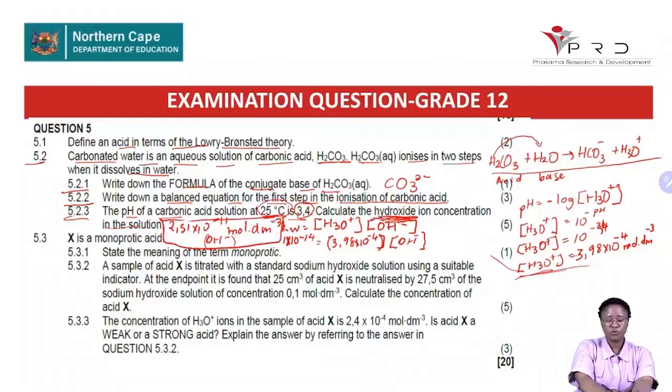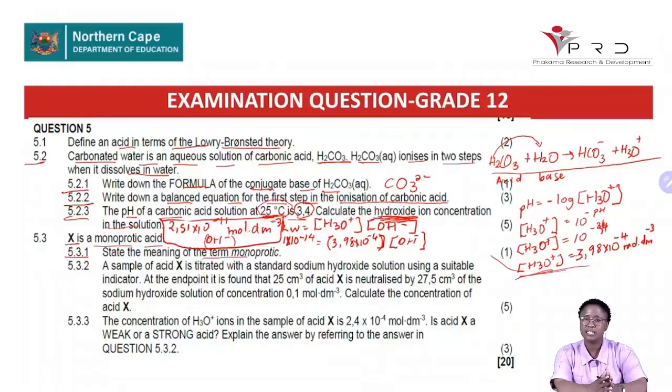We quickly go to 5.3. It says to us, X is a monoprotic acid. Remember, monoprotic acid means that it can donate one hydrogen. State the meaning of the term monoprotic. I've already answered the question. I said that it is an acid that can donate one proton. I hope you got that correctly, and these are the definitions that you need to know.